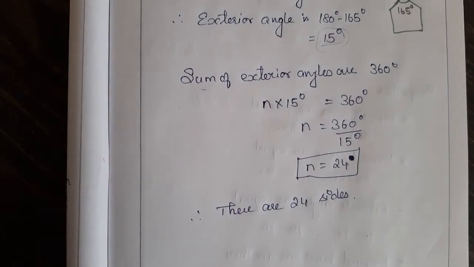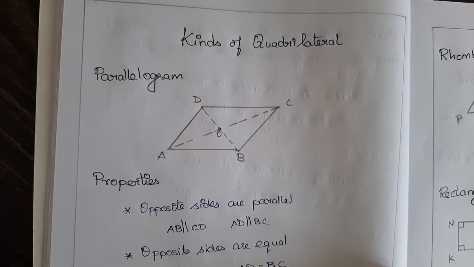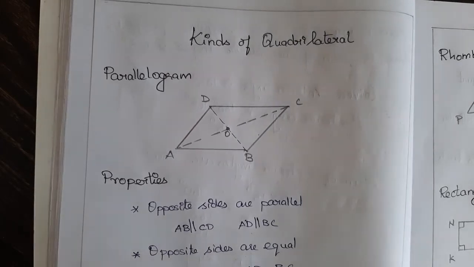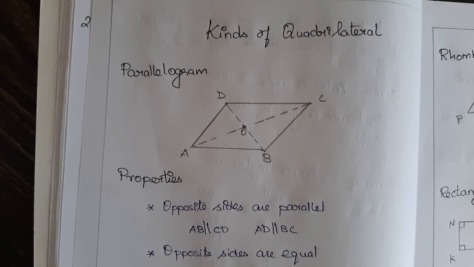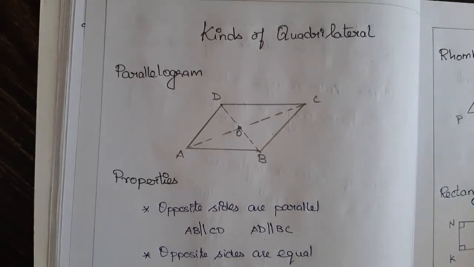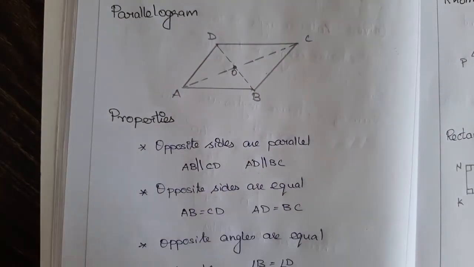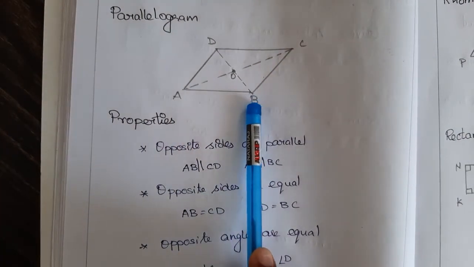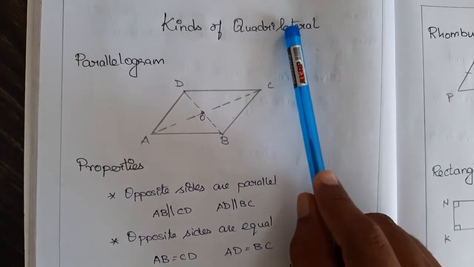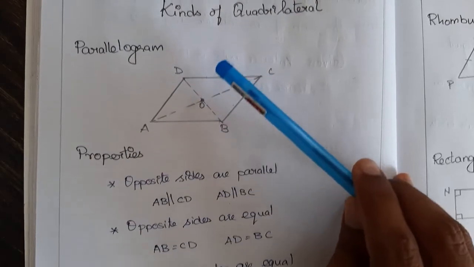Clear? So here we go for the kinds of quadrilateral. There are 5 kinds of quadrilateral we are going to see here. The first kind we are going to see is the parallelogram. The parallelogram is in this shape, and what are the properties that it satisfies? If it is a quadrilateral, it is just a 4-sided figure, but when it comes to the parallelogram, it satisfies some properties.